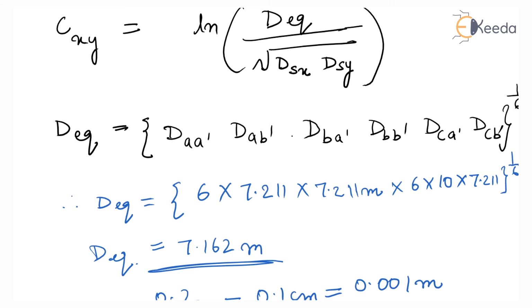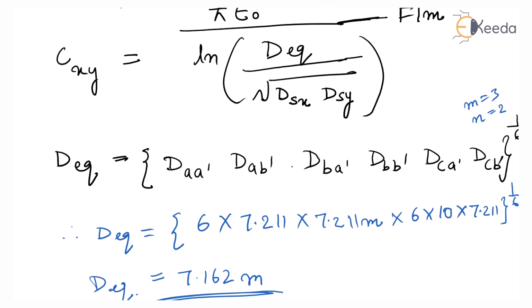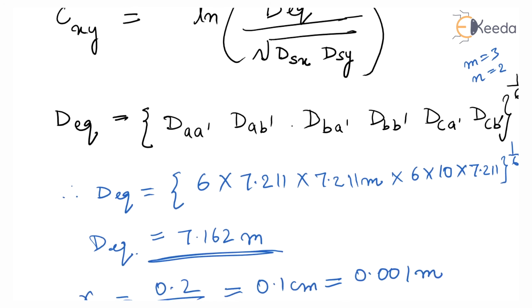So D equivalent is equal to DAA dash into DAB dash into DBA dash into DBB dash into DCA dash into DCB dash, to the power 1 by 6. Why 1 by 6? Because conductor X has 3 conductors and conductor Y has 2 conductors. So 1 upon m into n means 1 upon 3 into 2, means 1 by 6. So on calculating all the distances, we got D equivalent equal to 7.162 meter.